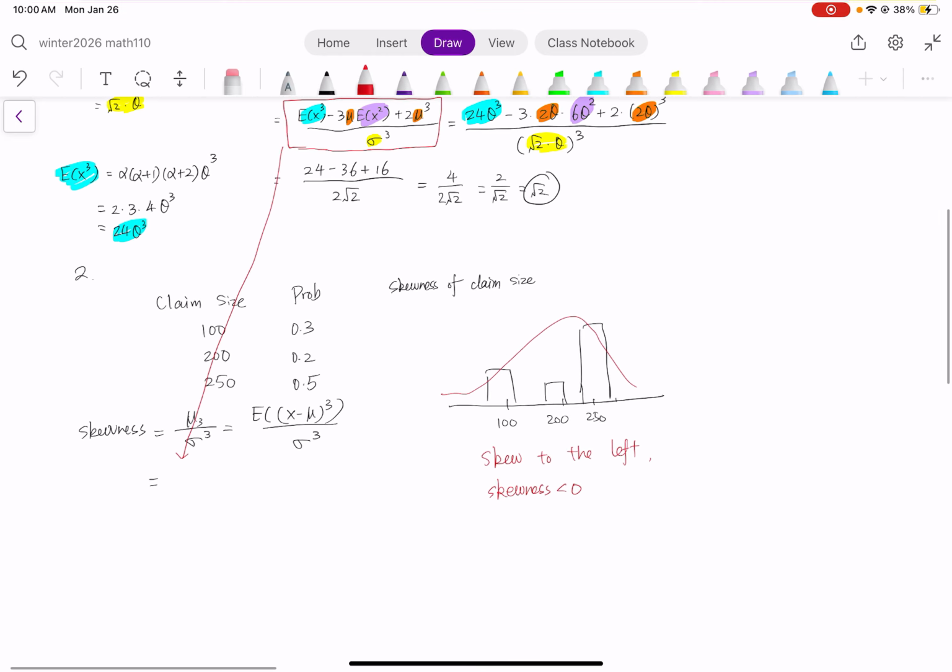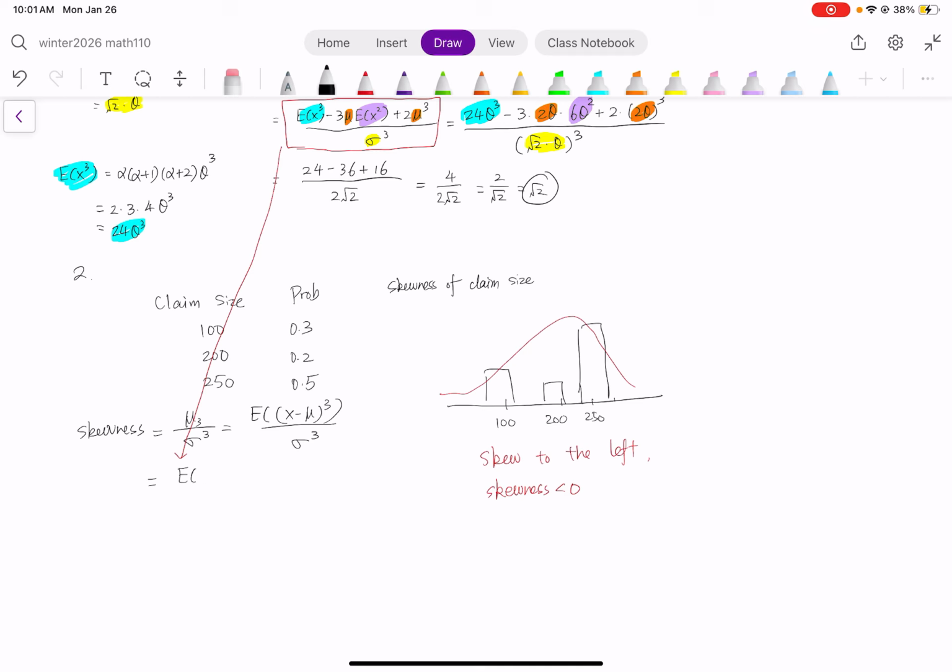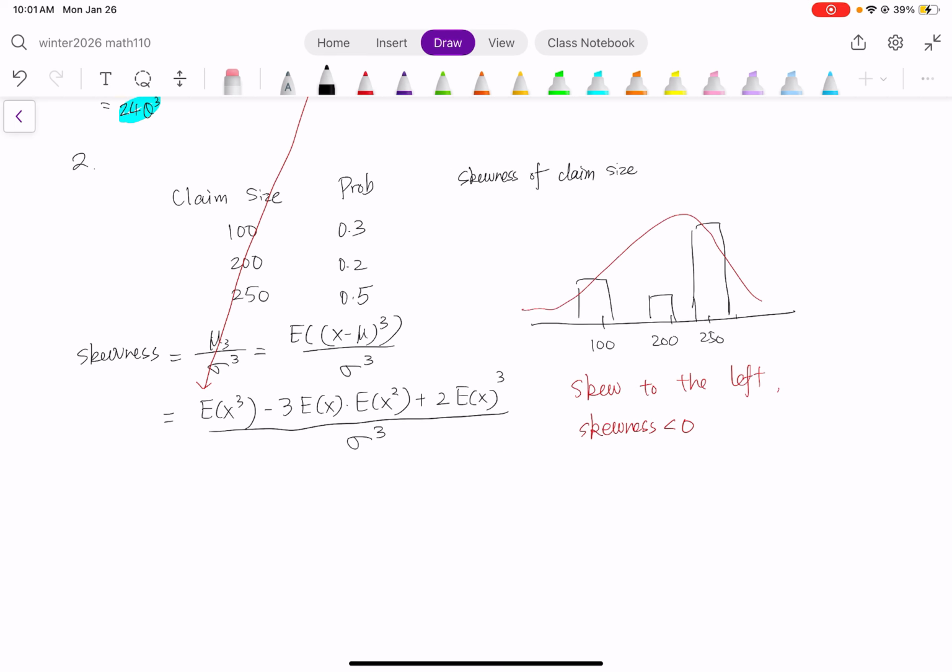It is equal to the expected value of x to the third, minus 3 times the expected value of x, I'm going to use a different notation to make it easier, times the expected value of x squared, plus 2 times the expected value of x to the power of 3, divided by standard deviation to the power of 3. All right. So this is one way to deal with it. You can calculate the raw moment for each of them. Then there's another way, which is you can directly calculate the third central moment from this formula.